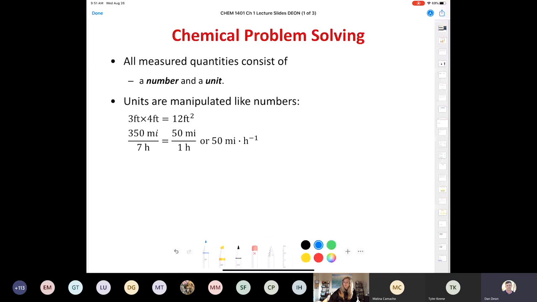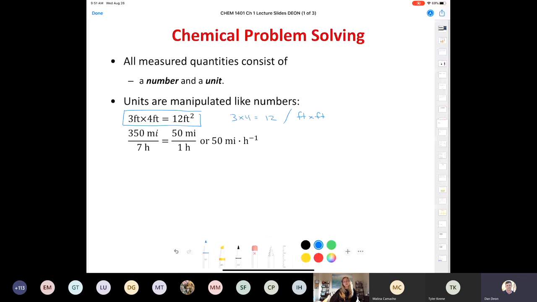Let's take a look at an example here. And this is probably review for most people who are hearing my voice right now. But if we look at this example here, it says 3 feet times 4 feet gives you 12 feet squared. Well, what did we do? Obviously, we multiplied 3 times 4, which is equal to 12. But we also multiplied feet times feet. Now, feet times feet don't give you 12. What do they give you? They give you feet to the power of 2, okay?